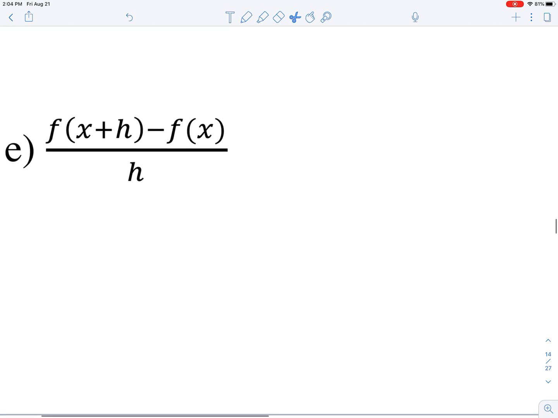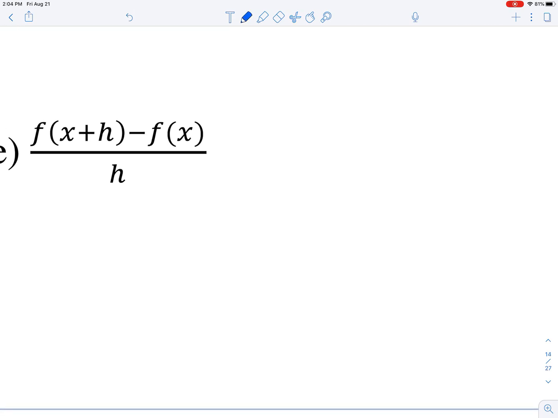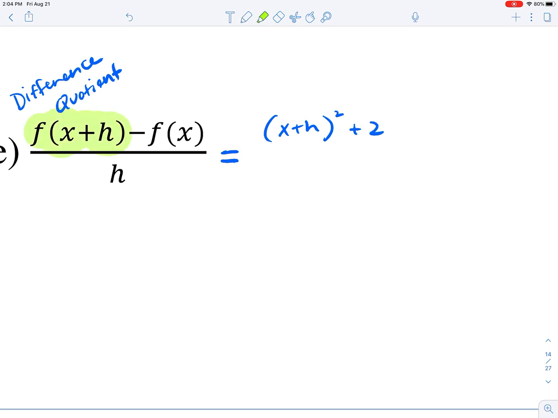And this complicated little expression, you will become very familiar with. It's something called the difference quotient. And we will talk more about the difference quotient very soon. Okay, so this is f of x plus h. So the function f evaluated at x plus h minus the function f, all divided by h. So that would be x plus h squared plus 2. So that's the first piece there. So it's just this piece.